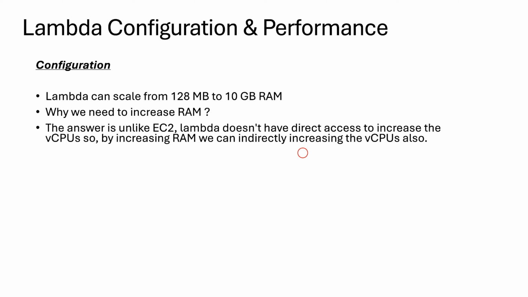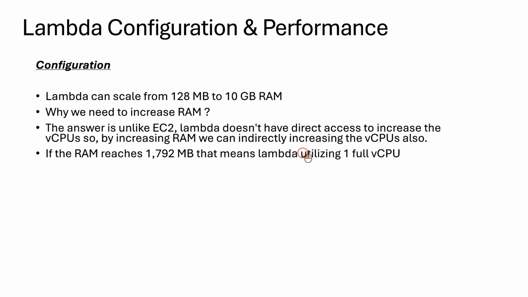We know Lambda is serverless, but serverless is from your perspective. Behind the scenes, Lambda uses an EC2 instance, a server. That server has RAM and vCPUs. But in the configuration section of Lambda, you don't have the privilege to edit your vCPUs. You only have the privilege to edit RAM. So if you increase your RAM, indirectly you are increasing your vCPUs also. Remember this point.